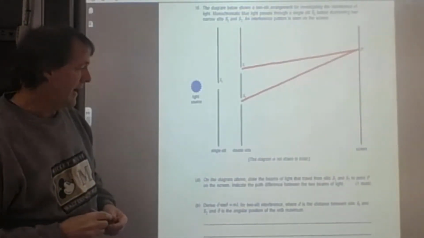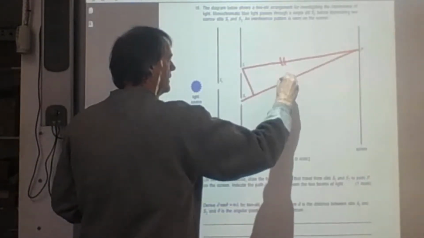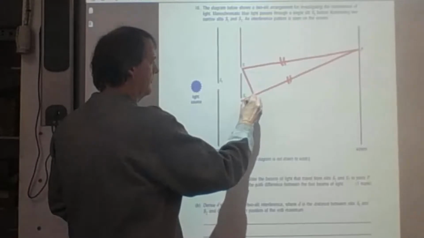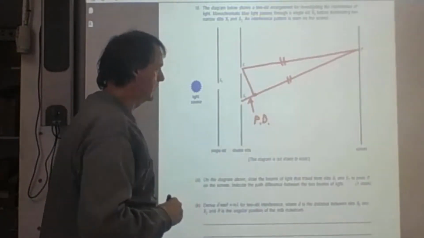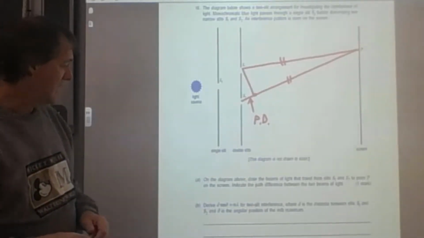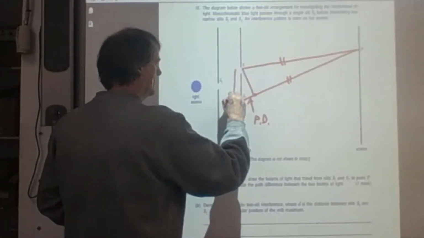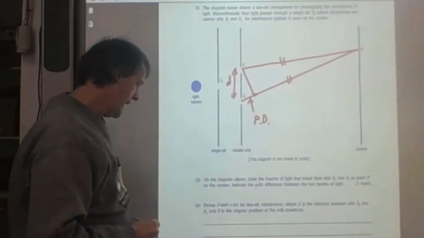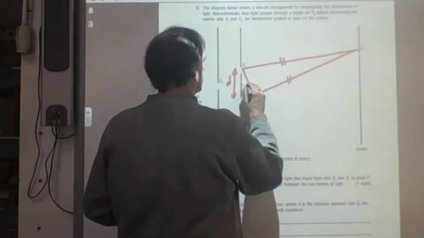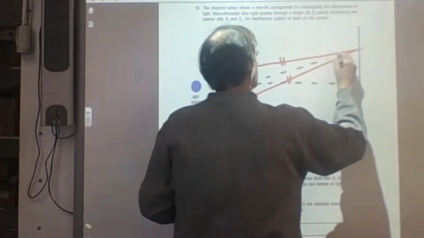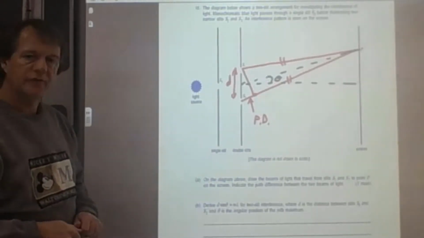Now it says indicate the path difference between the two beams of light. So I'd be going like this and say I'm doing a construction there. So these two are the same lengths to there. Okay? There is your path difference here. Now it says derive d sine theta equals m lambda for the two slit interference pattern, where d is the distance between the slits, which is here. And theta is the angular position of the m maxima. So here is the angular position here. That's what they're saying. So you can sort of see that's very similar to what I've just started to do.